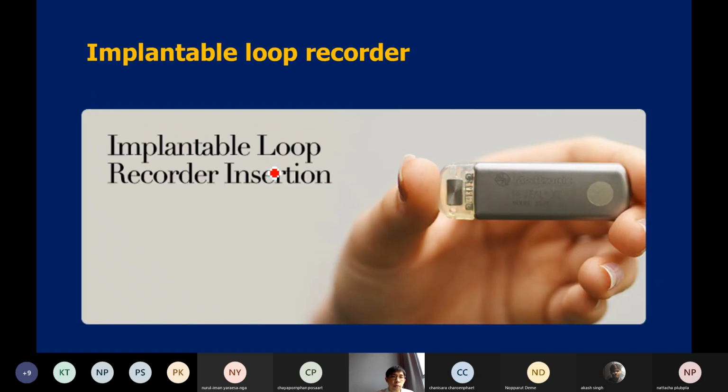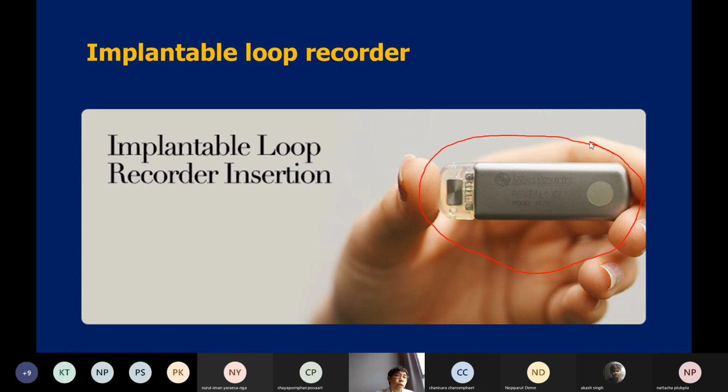The third one is the implantable loop recorder. This is a small device you insert into the patient's subcutaneous tissue, like implanting the pulse generator of a pacemaker. It would stay in the patient for a long time, for many years, and you would record the ECG over the whole year.